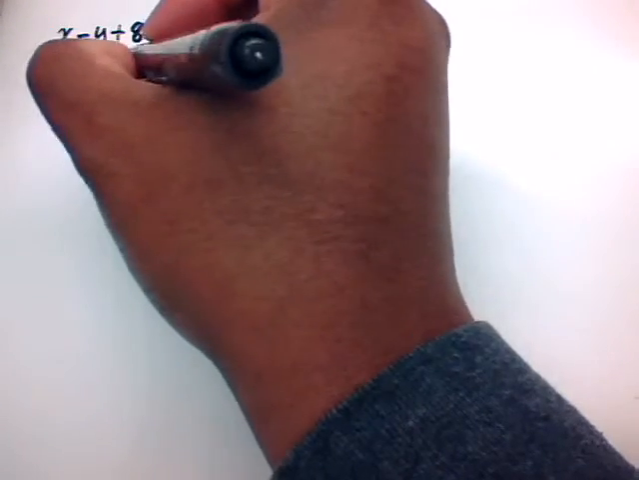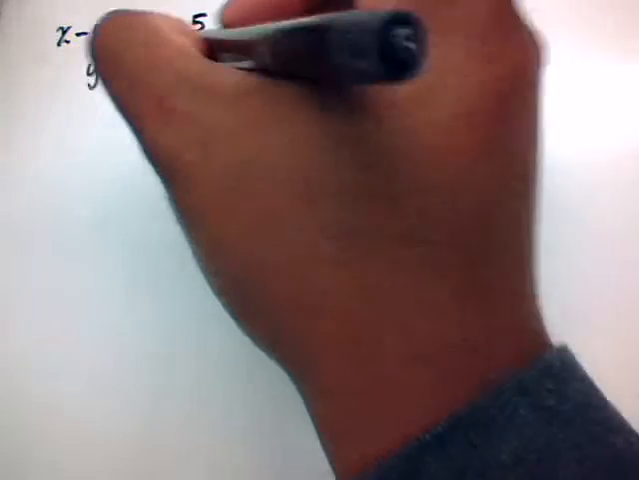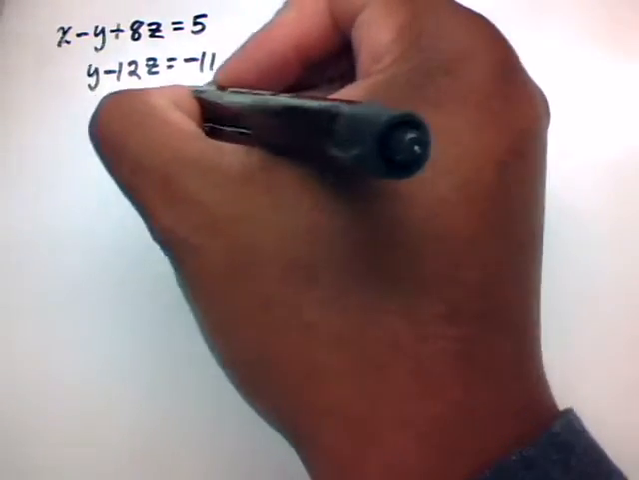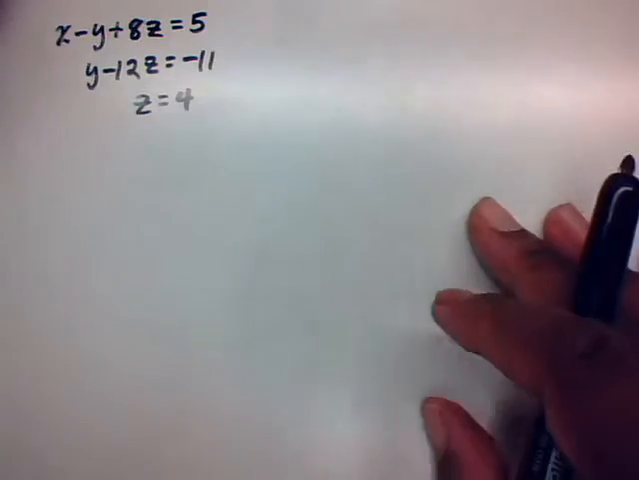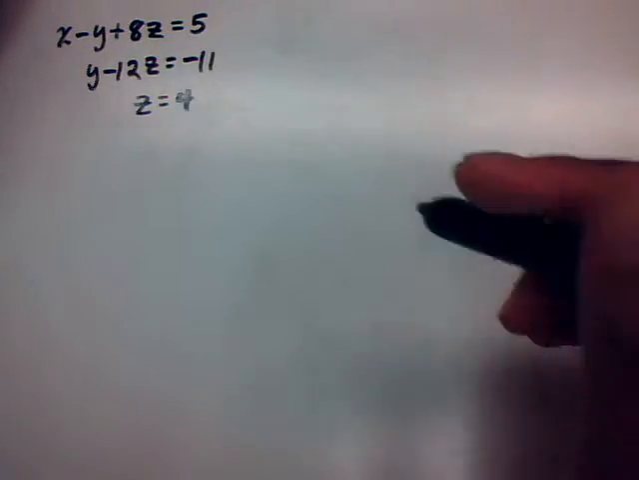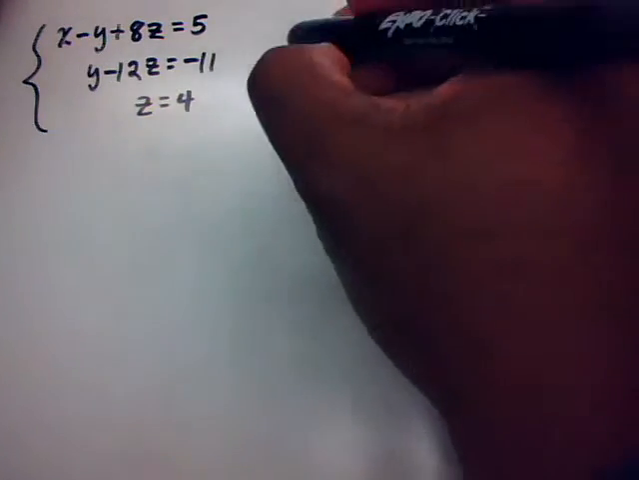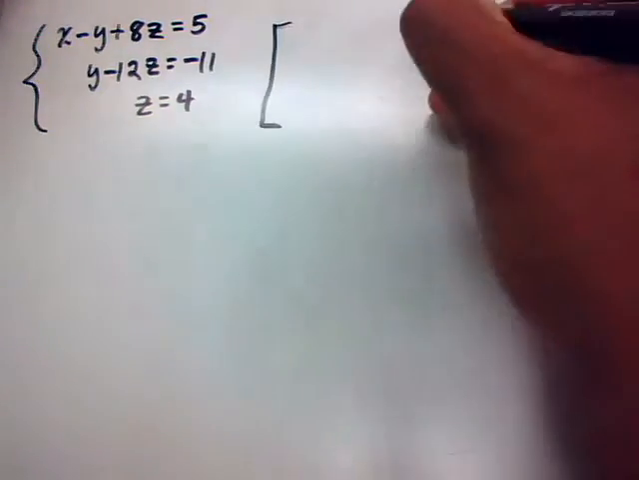So here's what we have. x minus y plus 8z is equal to 5. And then y minus 12z is equal to negative 11. And then the last equation, z is equal to 4. Okay, that's my system of linear equations. And I want to write that as an augmented matrix. And here's what we do.